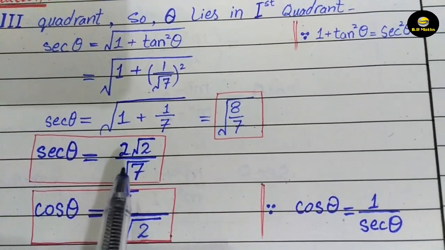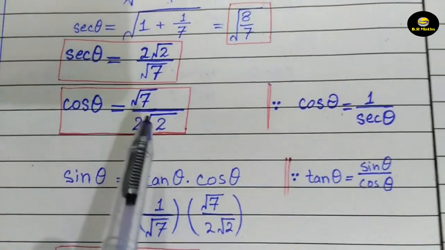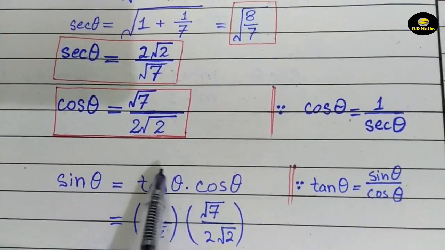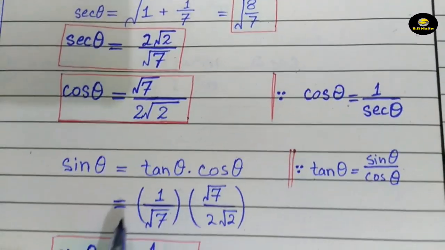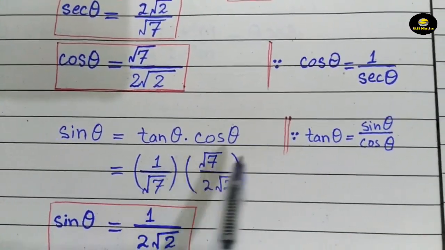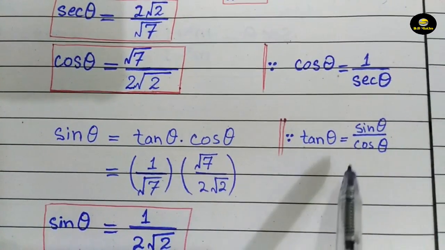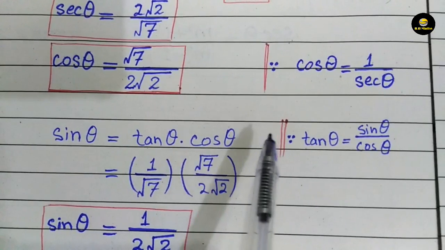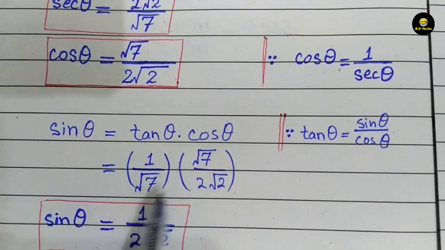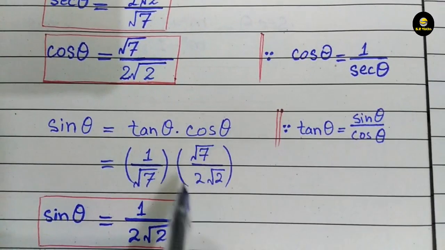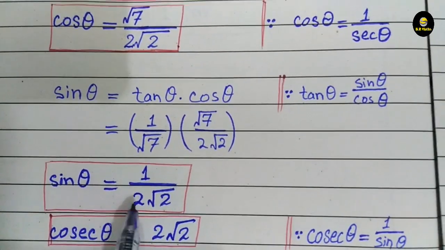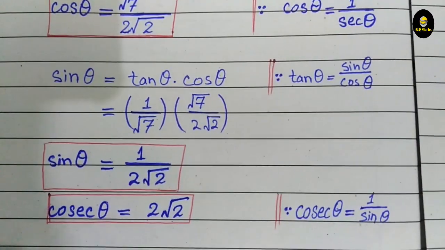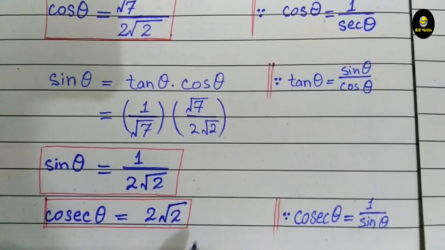So secant is the reciprocal of cos. So cos theta is square root 7 divided by 2 square root 2. And tangent is given. According to this formula, tangent is equal to sine over cos. So sine theta becomes tangent into cos. Put the values of tan and cos, square root 7 cancels, and the value of sine is equal to 1 over 2 square root 2. And sine is the reciprocal of cosecant, so cosecant simply becomes 2 square root 2.